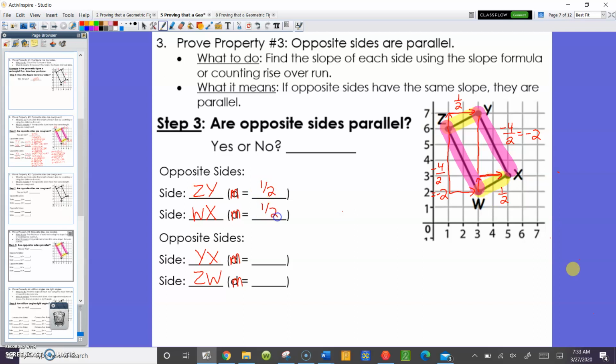WX, we got 1/2. YX, negative 2. ZW, negative 2. So what we should be looking at is if the opposite sides have the same slope, they are parallel. This pair of opposite sides has the same slope. This pair of opposite sides has the same slope, meaning that these sides are parallel and these sides are parallel. So are our opposite sides parallel? Yes.